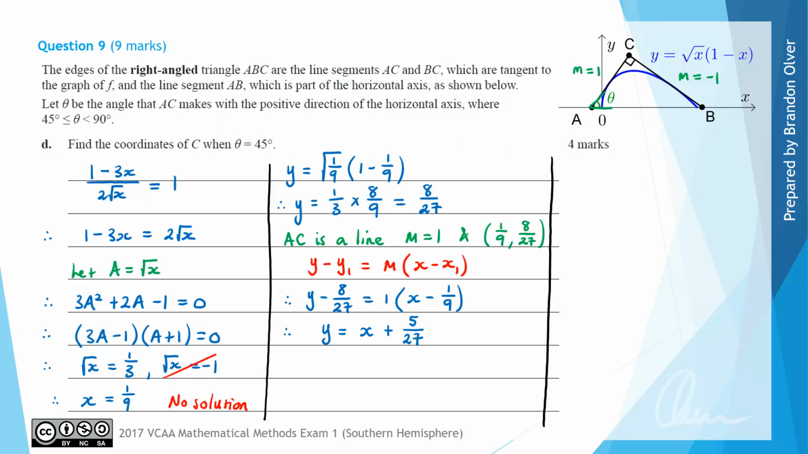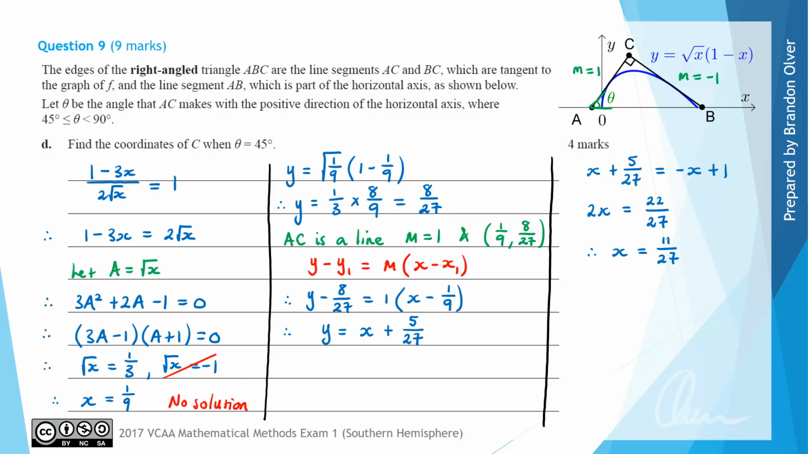Now the whole point of finding the equation of the line AC is that the coordinates of C are the point of intersection between the lines with equations y equals x plus 5 on 27, and that being equal to the line we found before, which was negative x plus 1. So adding x to both sides, we get 2x equals, and we subtract 5 on 27 from both sides of the equation, which on the right hand side would leave us with 22 on 27. So therefore x would equal 11 on 27.